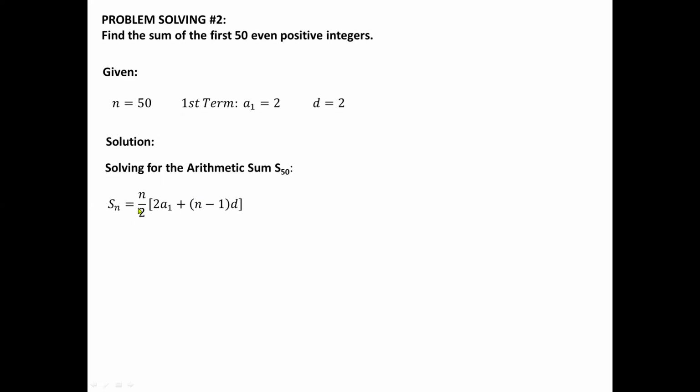S sub n is equals to n over 2 times 2a sub 1 plus n minus 1 times d. Ito yung useful formula natin, anak. Okay? Maliban dun sa dalawang formula na aking ininroduce kanina. S sub 50 is equals to 50 over 2. Bakit 50 over 2? Ang n natin is 50. So 2 times 2. Bakit 2 times 2? Ang a sub 1 natin is 2. 50 minus 1, dahil ang n natin is 50. Then times 2, dahil ang d natin is equal to 2.